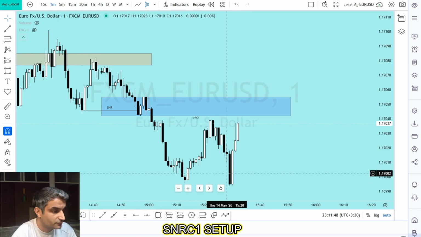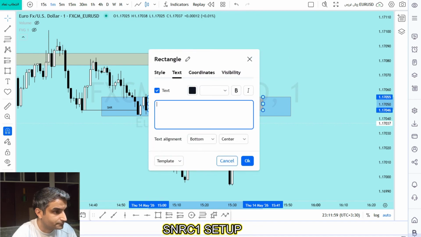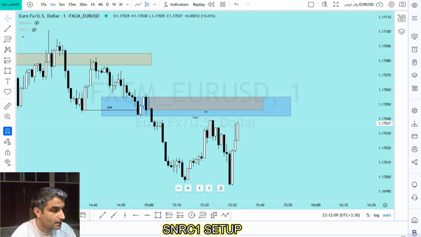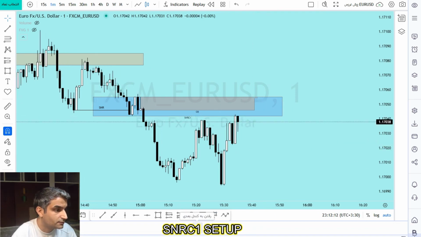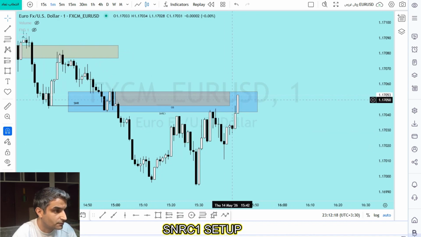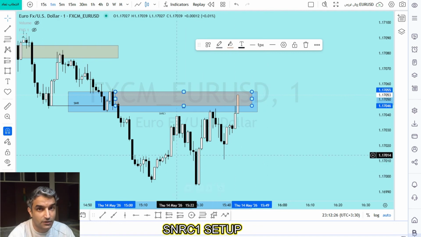So we should wait for the price. We have an order block in here. Okay, we are waiting for price to touch this area. Okay, as you see, price touched this area. Now we are waiting for an engulfing candle in the same time frame as our confirmation.